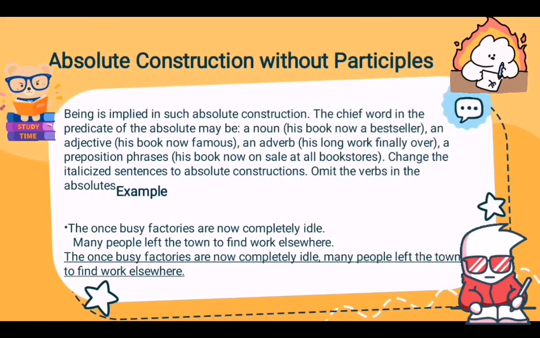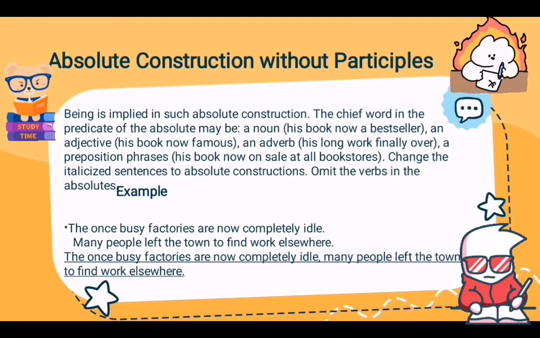And jika tadi merupakan absolute construction yang menggunakan participle, there is absolute construction without participles. Being is implied in such absolute construction. The chief word in the predicate of the absolute may be a noun, for example, his book now a bestseller, and an adjective, his book now famous, and an adverb, his long work finally over. A preposition phrase, his book now on sale at all bookstores.